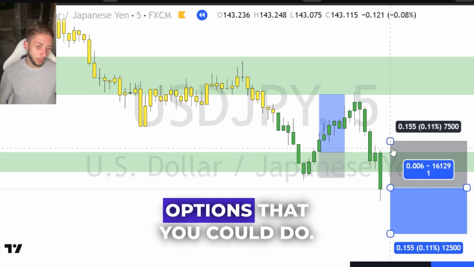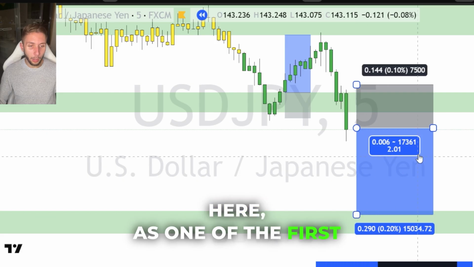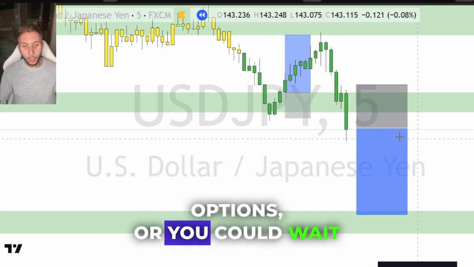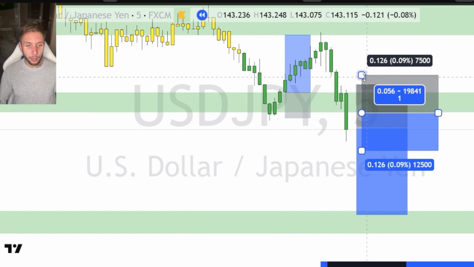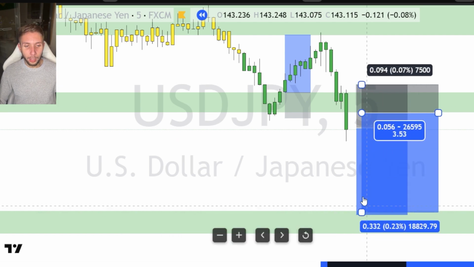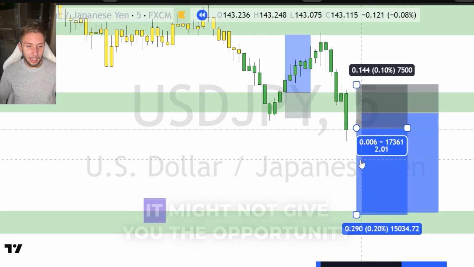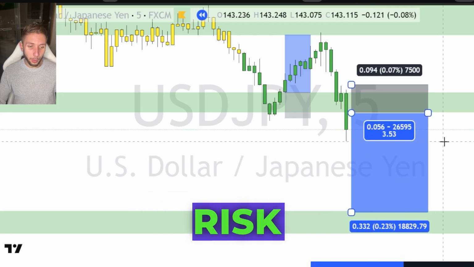Now, there's 2 options that you could do. You could either go from this candle here to this zone here as one of the first options, or you could wait for price to potentially come back into the zone and then get another trade, which would be a better risk to reward. Now, the only thing about the second option is that it might not give you the opportunity to actually get in, but it does give you a better risk to reward.